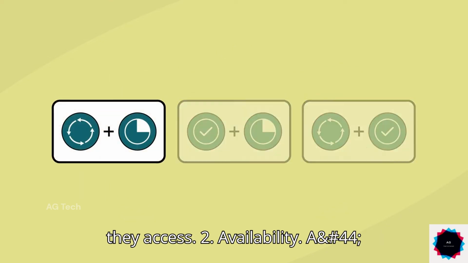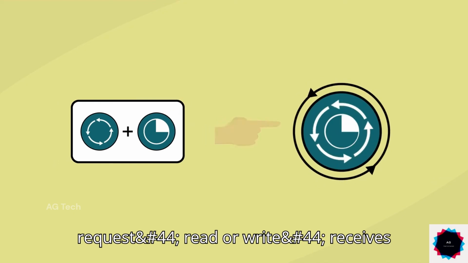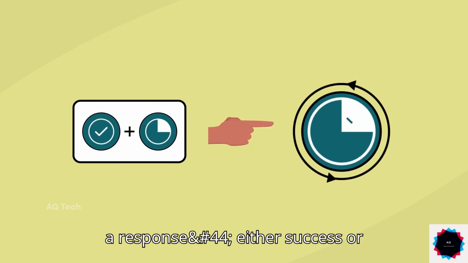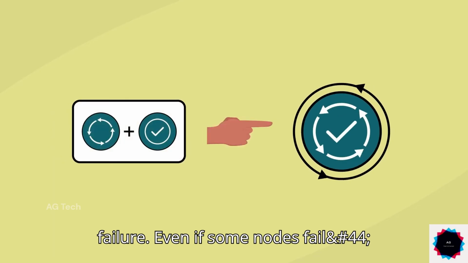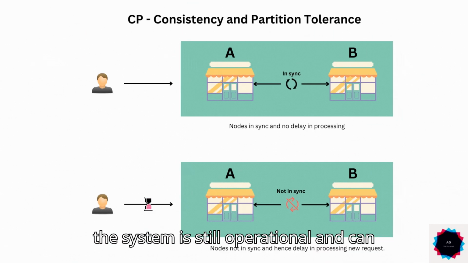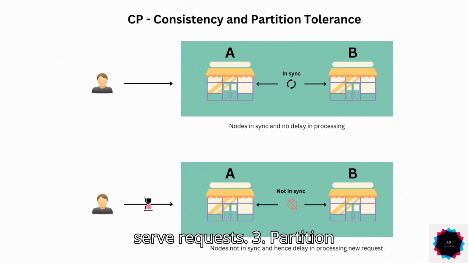2. Availability. The system guarantees that every request, read or write, receives a response, either success or failure. Even if some nodes fail, the system is still operational and can serve requests.